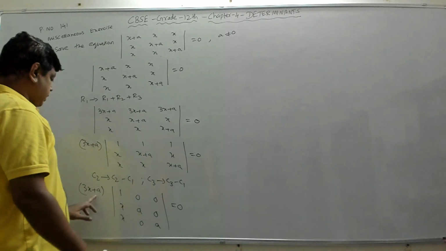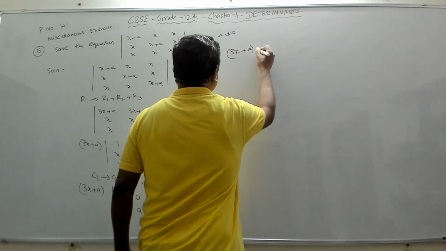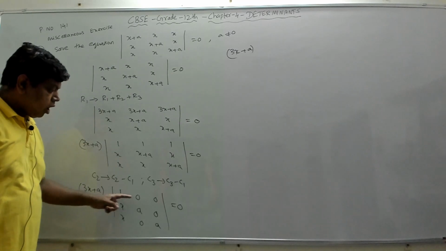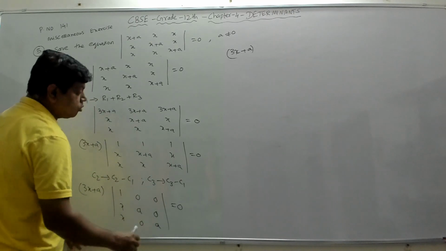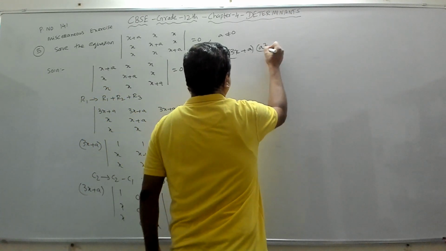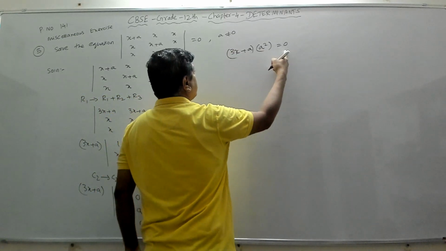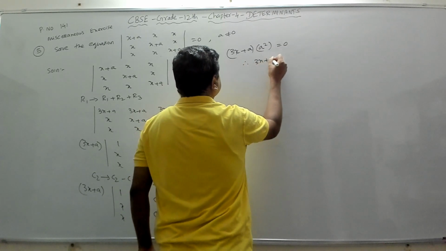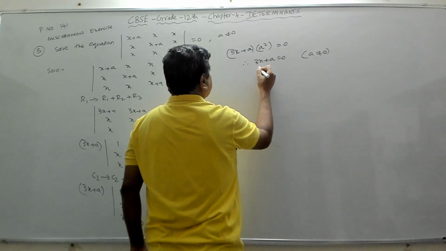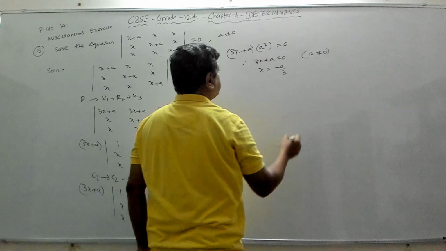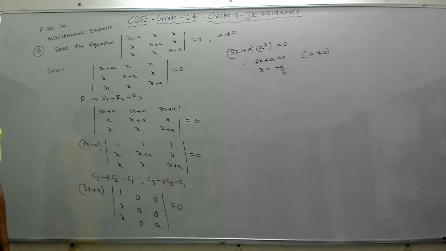Fine. So now we have 3x plus a into the determinant. Let's expand this determinant along R1, because we got two zeros. If you expand this, 1 into, closing this row and column, a into a square minus 0, you get only a square, and that is equal to 0. It is given that a is not equal to 0, therefore a square is not equal to 0. Therefore we get 3x plus a equal to 0, so x is equal to minus a by 3. So if you solve this, the value of x is minus a by 3.